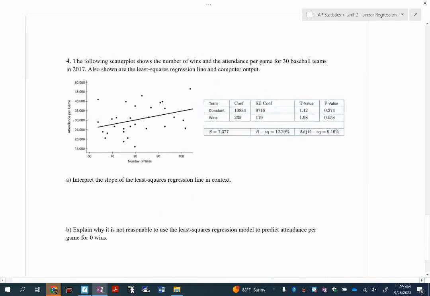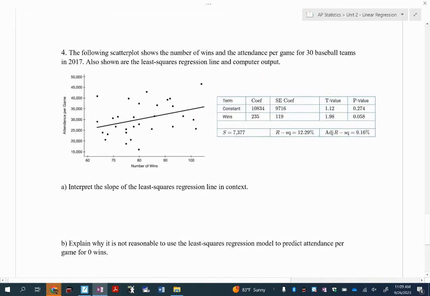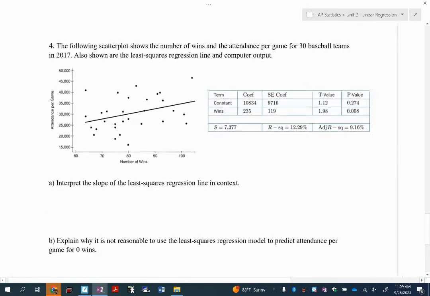Number 4 from the Unit 2 free response review. There's already a video where I go over the first 3. So this is a new one that I've added on, trying to put more emphasis on free response questions so you guys have a better chance to be successful in May on the AP exam.